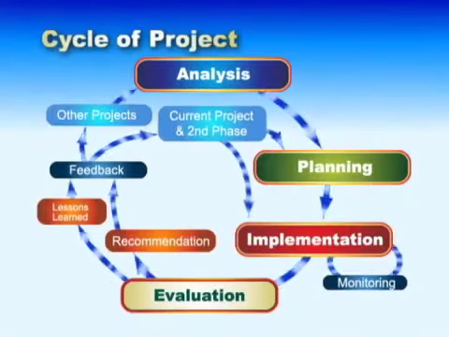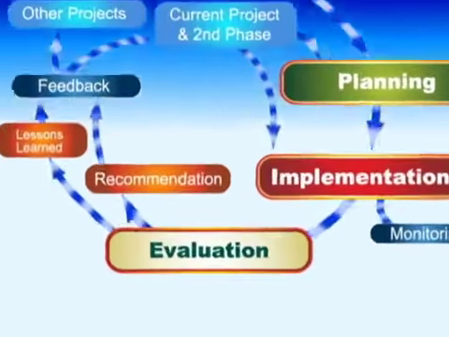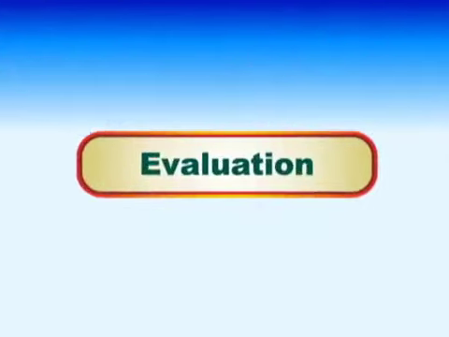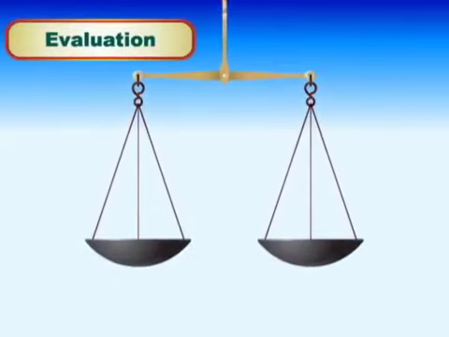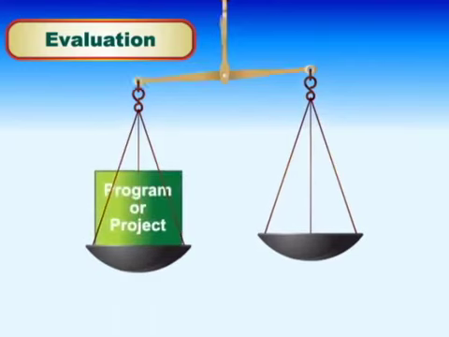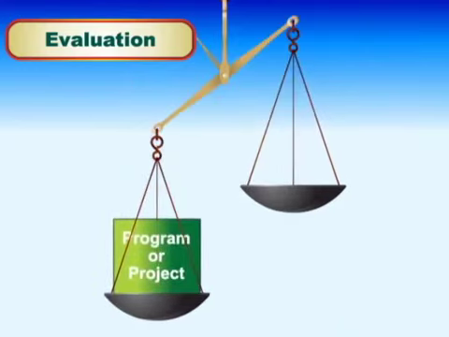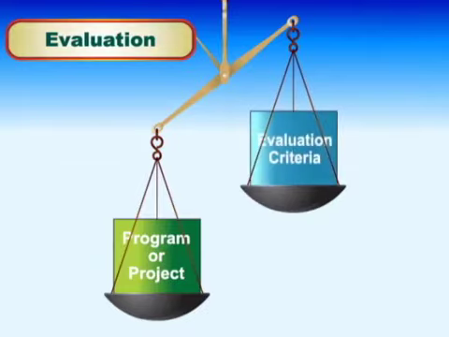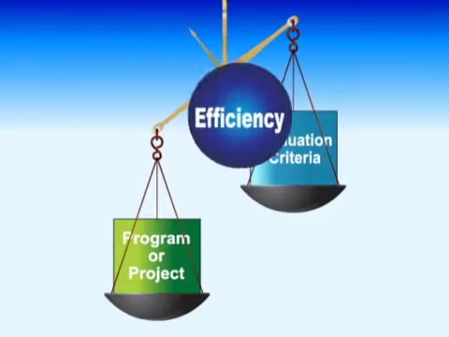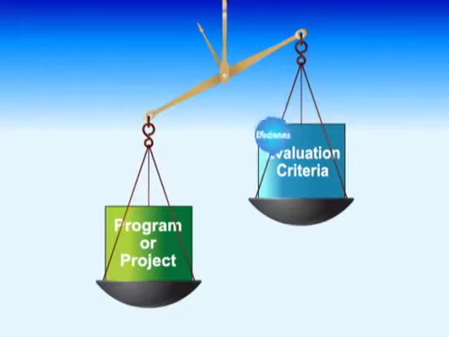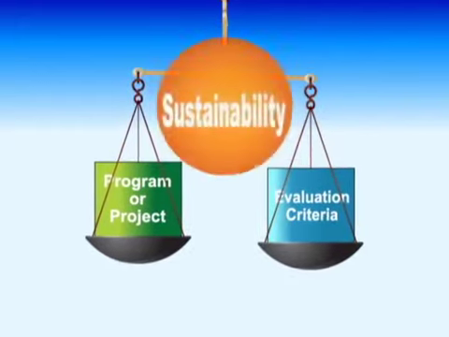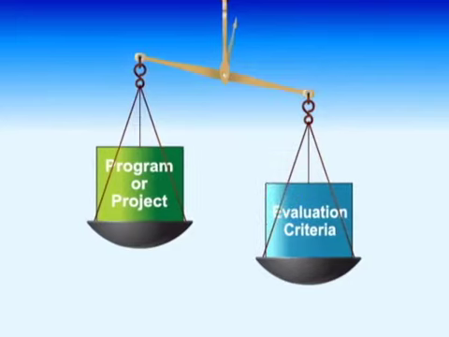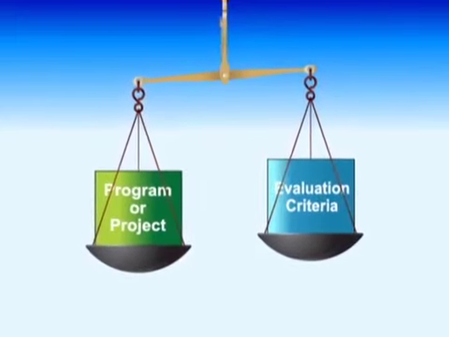Now, allow me to explain the 8th step of the PCM method, evaluation. Evaluation in the PCM method means to evaluate a program or project by means of 5 criteria for evaluation, which are efficiency, effectiveness, impact, relevance, and sustainability, during and after the program or project.